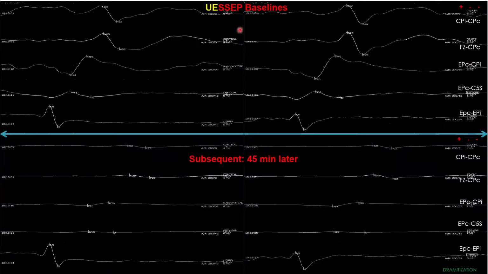This is an upper SSEP. These are the baselines, the left side and the right side, your ERBS point, cervical, subcortical, and there's 2 cortical derivations. 45 minutes later, we see this. There's no change in the peripheral response or the ERBS point, but bilaterally, everything above has changed. It's important to point out that some of these waveforms today are going to be dramatizations like this one, and some of them will be real.